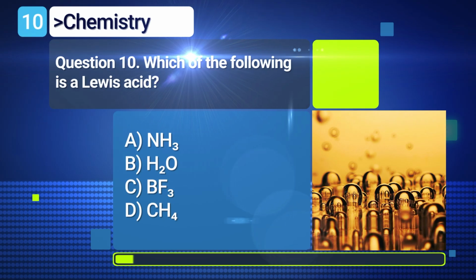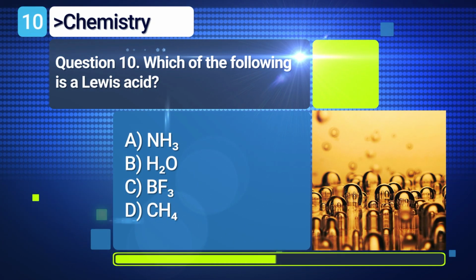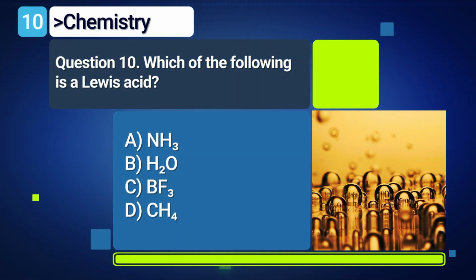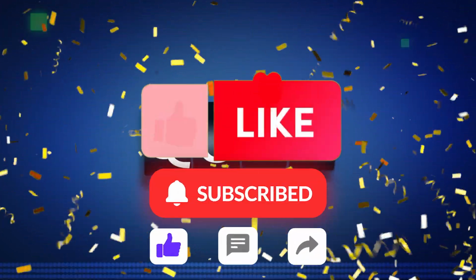Question 10. Which of the following is a Lewis acid? A. NH3, B. H2O, C. BF3, D. CH4. Answer C. BF3. If you got this 10 right too, you're a chemistry genius.